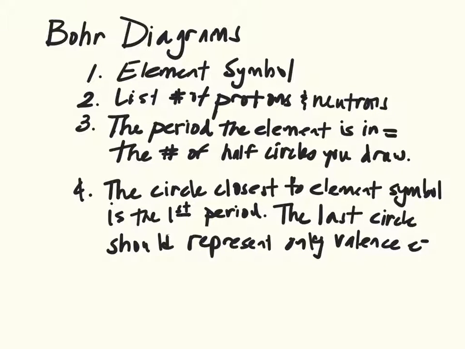This is just a reminder about the basics for a Bohr diagram. You always start with the element symbol. You have to provide the number of protons and neutrons that that element has.